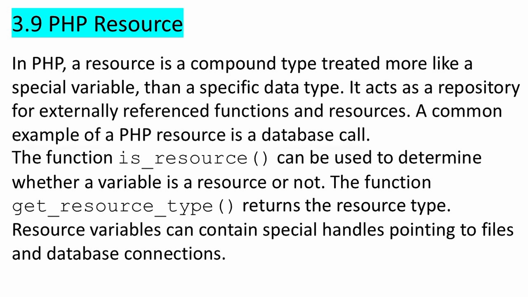PHP gives you two simple functions to work with and inspect resources. First is is_resource. This function answers a yes or no question: is this variable a resource right now? It's useful for safety checks before you call functions that expect a valid handle. Second, get_resource_type returns a short description of what kind of resource you have, like stream for files or sockets, or mysql link for some older database connections. Use is_resource first, and only call get_resource_type when you know the variable is indeed a resource.